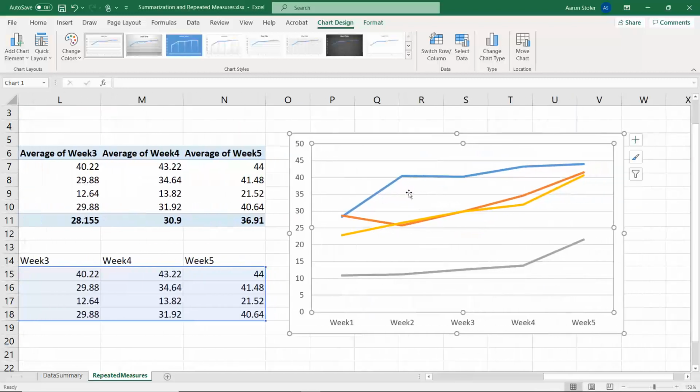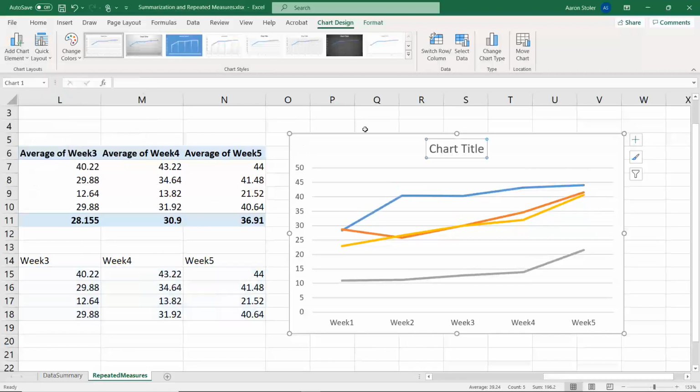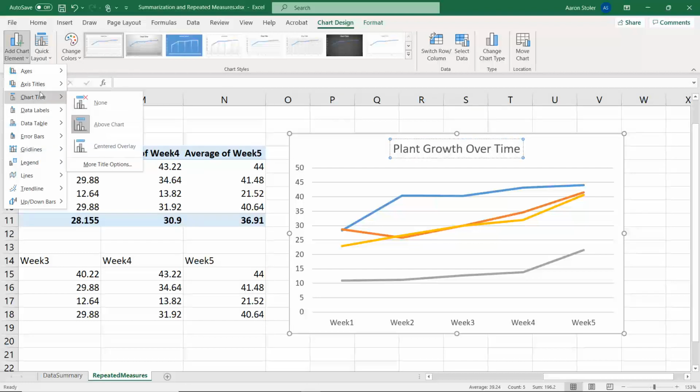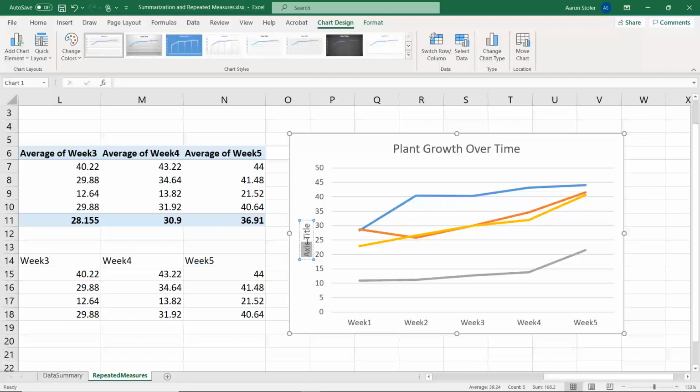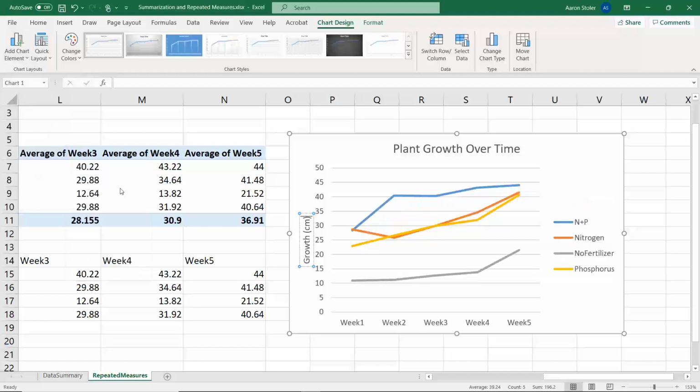Let's go ahead and give this graph a title and an X or Y axis title. So chart title above chart, we'll say plant growth over time. In the primary vertical axis, we'll just say growth, and I think I did it in centimeters. And then, of course, let's add a legend so we know which treatment is which.